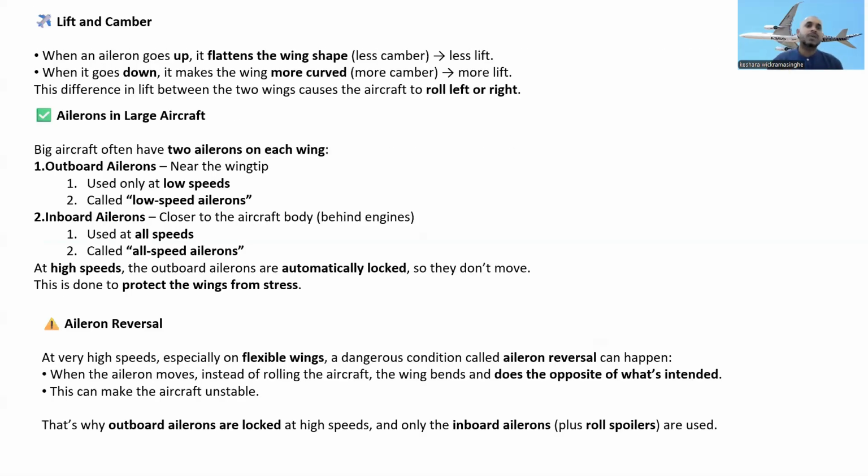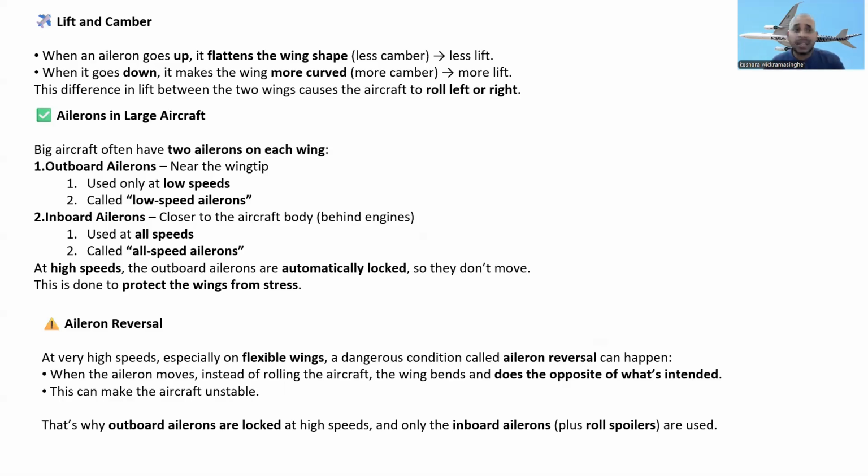All right, now let's go to lift and camber. When an aileron goes up, it flattens the wing shape, so less camber and less lift. When it goes down, it makes the wing more curved, so more camber. Because of more camber, there is more lift. This difference in lift between the two wings causes the aircraft to roll left or right.